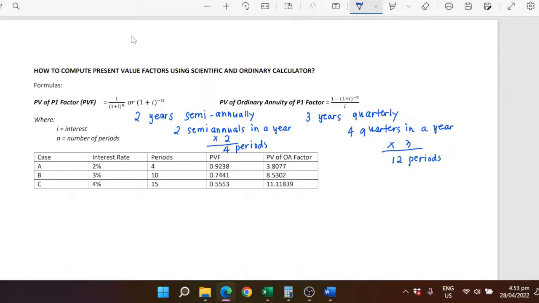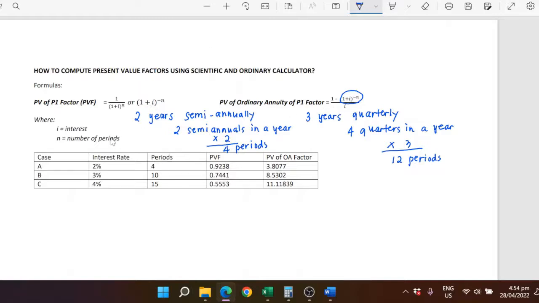Okay? Another formula you can use for the present value of 1 is 1 plus I to the power of negative n. Then for the present value of ordinary annuity of 1, the formula is 1 minus 1 plus I to the power of negative n, divided by I. As you can see, one component of the numerator for the present value of ordinary annuity is the present value factor. So 1 minus 1 plus I to the power of negative n divided by I.